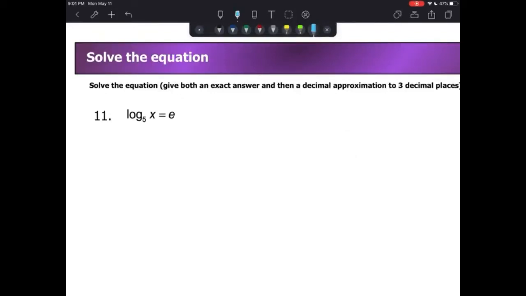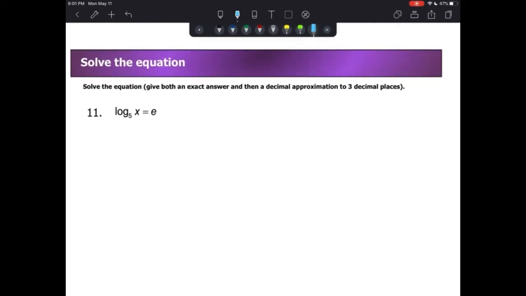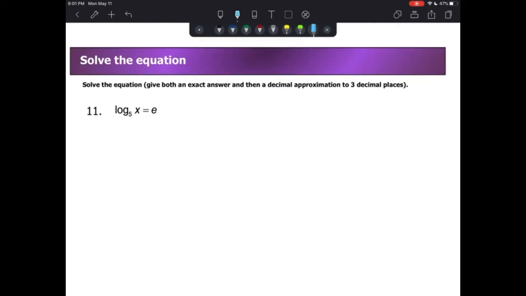So now we get to start solving equations. What we just finished doing was evaluating expressions without a calculator. Now we're going to solve equations. We're going to give both an exact answer and then also a decimal approximation to 3 decimal places. So we'll need our calculators for this.